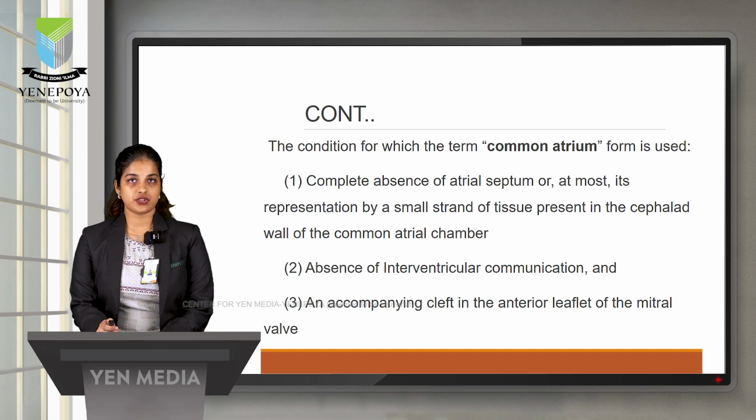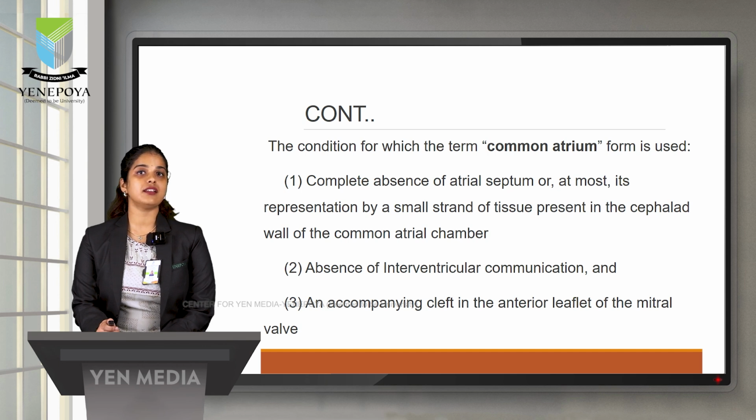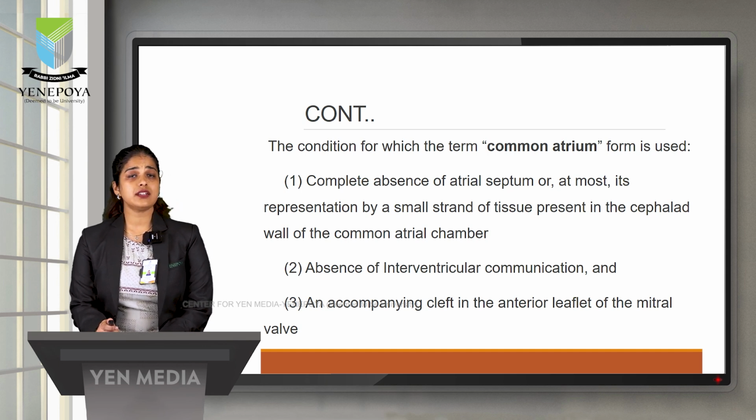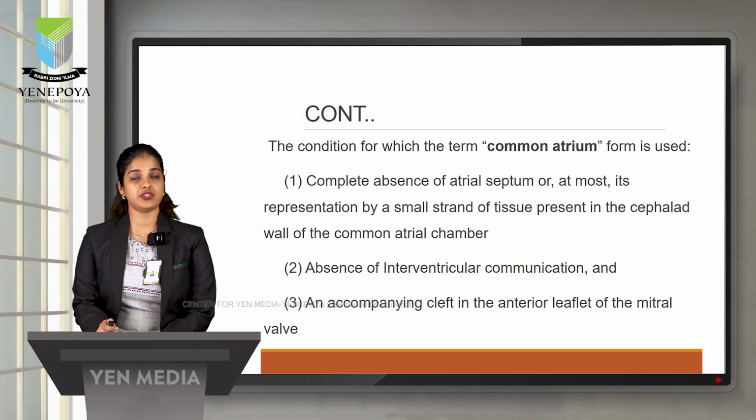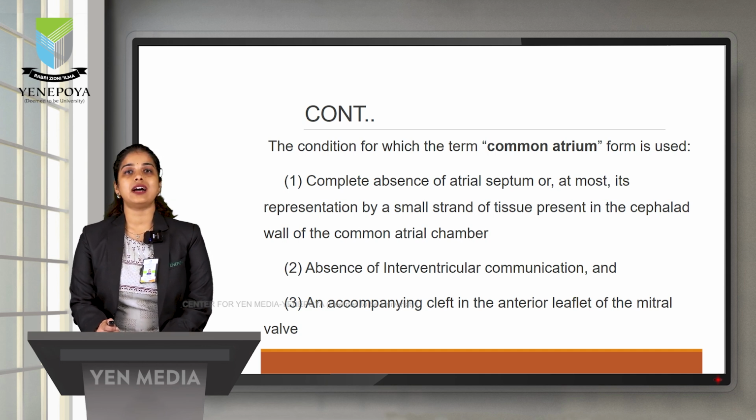This is the first condition to define common atrium, and the second condition is that there should be absence of interventricular communication. That is, there should not be any ventricular septal defect. The ventricular septum should be intact in this condition. The third criterion is that there should be an accompanying cleft in the anterior leaflet of the mitral valve. So there should be a cleft present in the anterior mitral leaflet. These are the three conditions to define common atrium, mainly to differentiate common atrium from other similar congenital heart diseases.